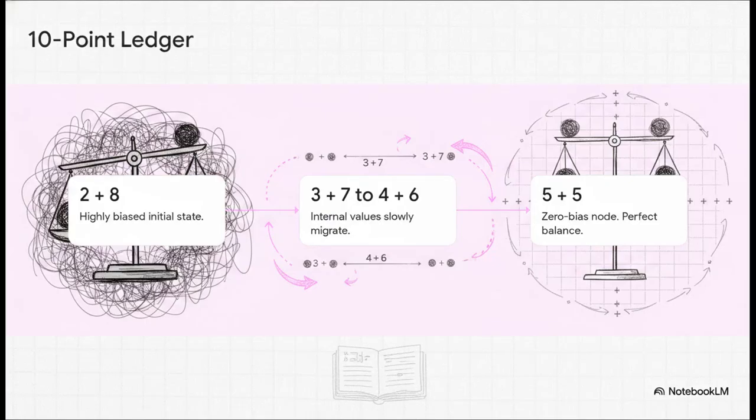Let's play a simple 10-point ledger game to really visualize this. Initially, imagine we have 2 plus 8. That is a highly biased state. Slowly, those internal values start migrating. They go to 3 plus 7, then maybe 4 plus 6. But notice, the conserved total remains exactly 10 the whole time. Eventually, we hit 5 plus 5, which is perfect balance. The paper refers to this specific moment as the zero bias node. And believe it or not, this basic little ledger game writes the foundation for physical reality.